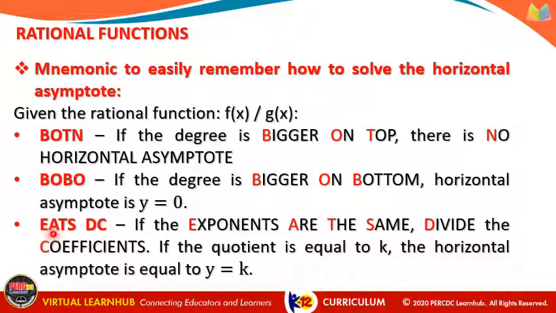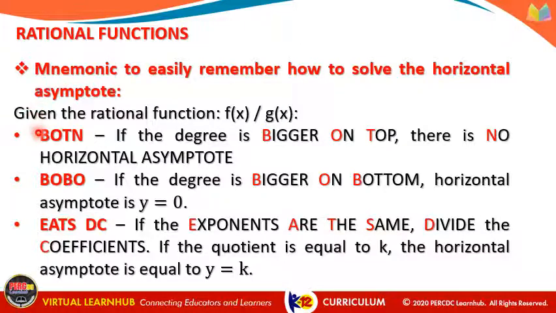It's DC. Ibig sabihin naman ito, exponents are the same, divide coefficients. So, di ba? Kapag pares yung degree, i-divide mo yung leading coefficient ng numerator at yung leading coefficient ng denominator. So, yun ang ibig sabihin nito. Okay? At kung ano man yung nakuha mong sagot, yun yung k mo doon sa y equals k.